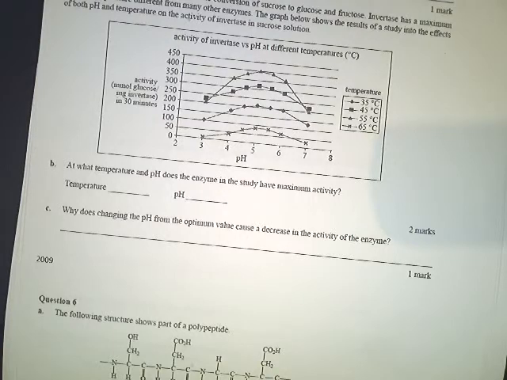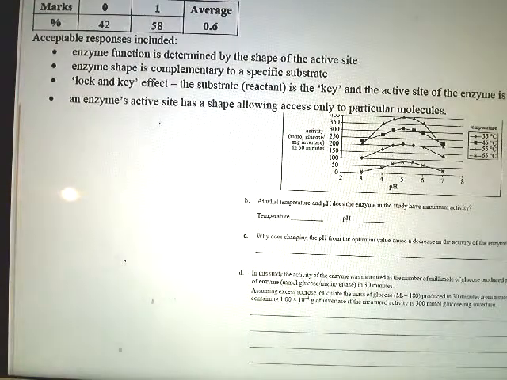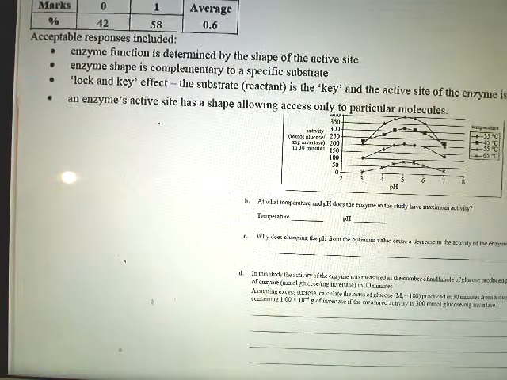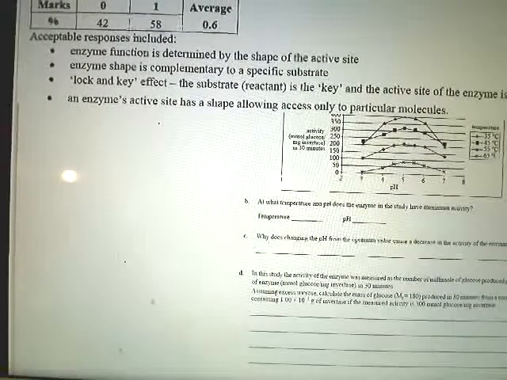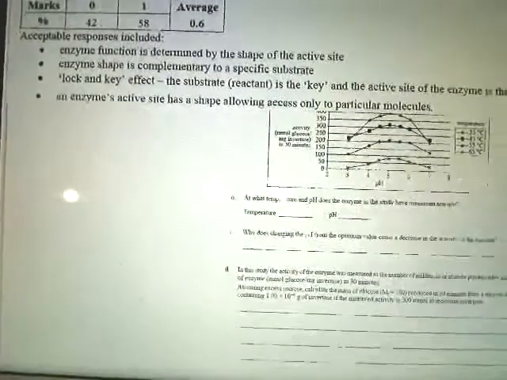Okay, so why does a particular enzyme generally only catalyze a specific reaction? You have to say something about its active site being complementary to the substrate, or it making specific bonds with the substrate. So those sentences that we wrote down before. But this is what VCAA accepted for that. Enzyme's function is determined by the shape of the active site. The enzyme shape is complementary to a specific substrate. Lock and key effect. The substrate reactant is the key and the enzyme's active site is the lock. An enzyme's active site has a shape allowing access to only particular molecules.